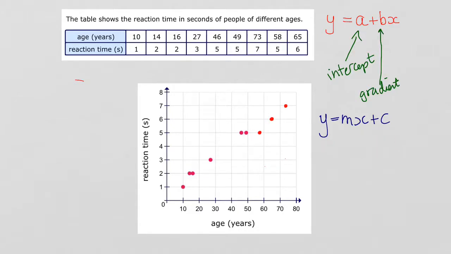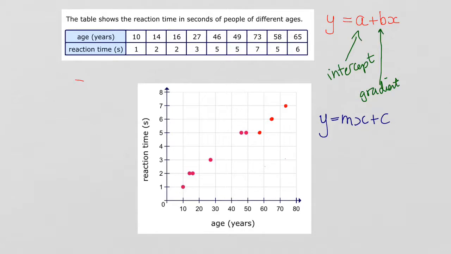You will be used to seeing y equals mx plus c. However, that's not what we use for regression lines. We use a and b instead. A is your intercept and b is your gradient. And on your calculators, you will have a plus bx, but also ax plus b. Make sure you choose the right one, otherwise your a and b will be the wrong way round.